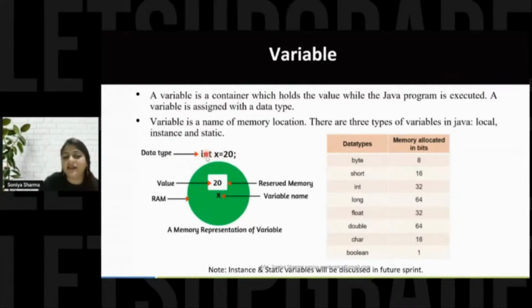So here int indicates the data type. And here I have given the memory in bits, how much it allocates. If you are storing an integer, right now I have written x is equal to 20. So if it is integer, it takes 32 bits in the memory. In the same way, if float is there, it will take 32 bits. Double will take 64 bits. Boolean 1 bit, byte 8 bits. You can go on. There are instance and static variables which we will discuss tomorrow. Currently, let's just stay basic. We are declaring the basic variable.